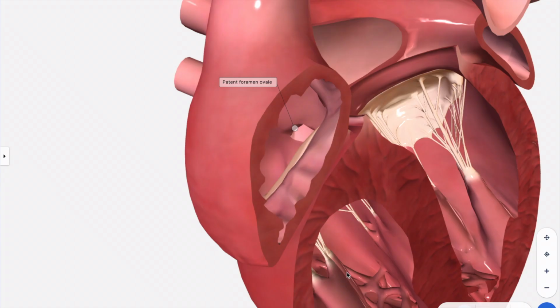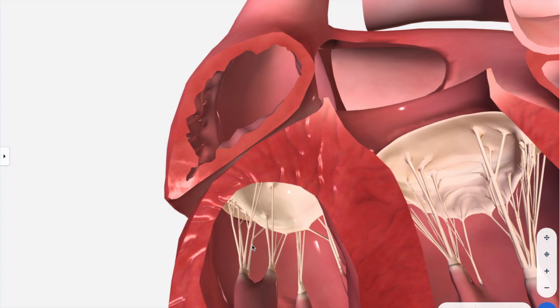PFO is an abnormal hole in the wall between two atria of the heart. It is a congenital condition, meaning it is present at birth. It is usually asymptomatic and harmless, and around 25% of the population have it. In rare instances, it can cause strokes, migraines, and heart attacks.